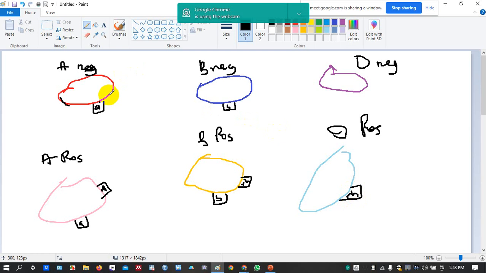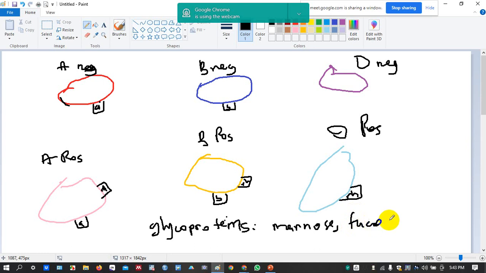And this A antigen, B antigen, they are constituted by what? They are formed by glycoproteins on the surface of the red blood cell. So the red blood cell surface or plasma membrane contains glycoproteins. An example is mannose. Another one is called fucose. Another one is called N-acetyl glucosamine. Glucose.